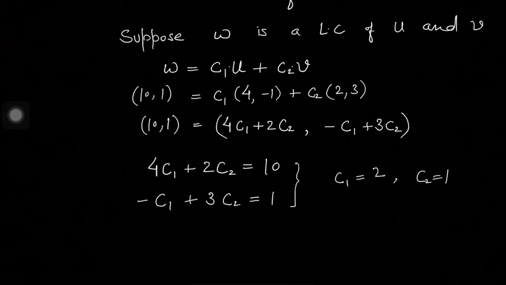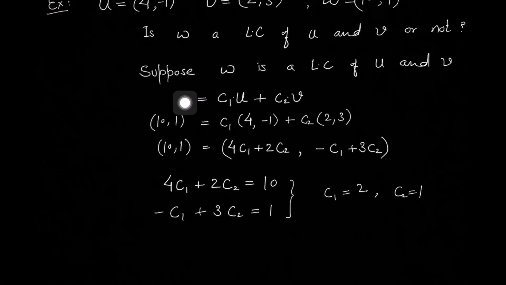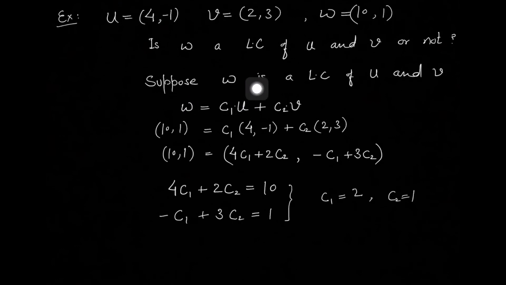So if we find the values of C1 and C2, that means this W is a linear combination of U and V. And if from this system of linear equations we are unable to find any values of C1 and C2, that means this system has no solution, then we will say that this W is not a linear combination of U and V. But here we find the values of C1 and C2. That means this W is a linear combination of U and V.